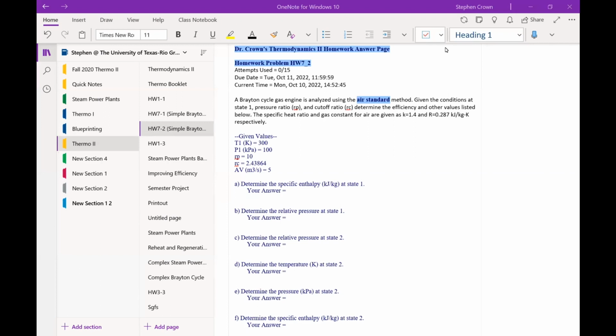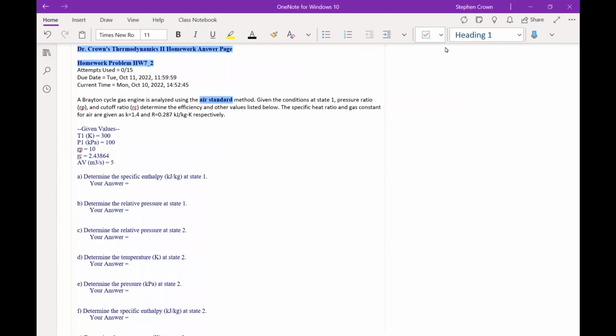In this homework problem, we're going to redo the same Brayton cycle gas engine, but we're going to use the air standard method rather than the cold air standard. In this case, we'll be looking at variable specific heats, so we'll be using the ideal gas tables. The numbers are exactly the same, so we can compare some of the differences in enthalpies and final result from last problem, where I believe we got an efficiency of 48.2%. Right, so same problem, just a quick recap.